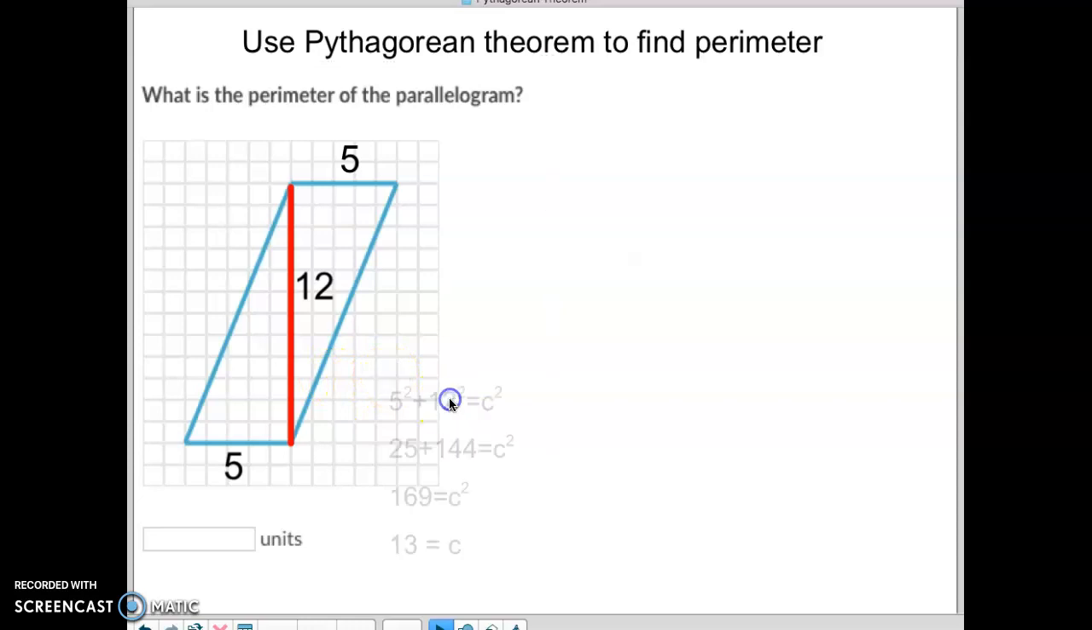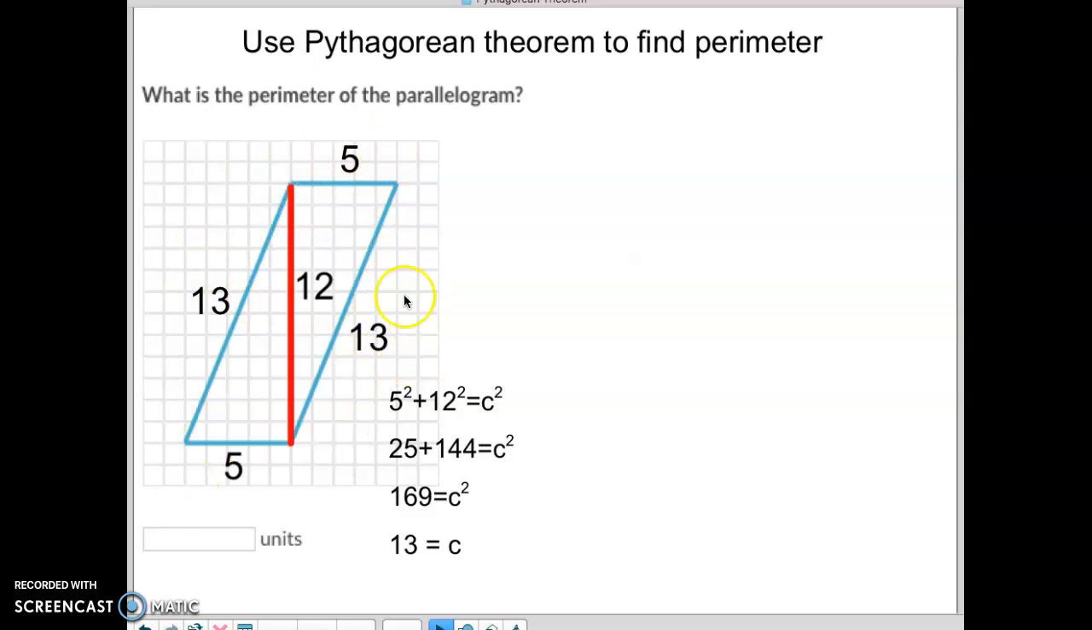So if we do that, we take and we square the 5, we square the 12. Well, 5 squared is 25, 12 squared is 144. We add these two together, 25 plus 144 is 169. And then we take the square root of 169 and we get 13. So that tells us this side right here is 13, and that also tells us this side here is 13.